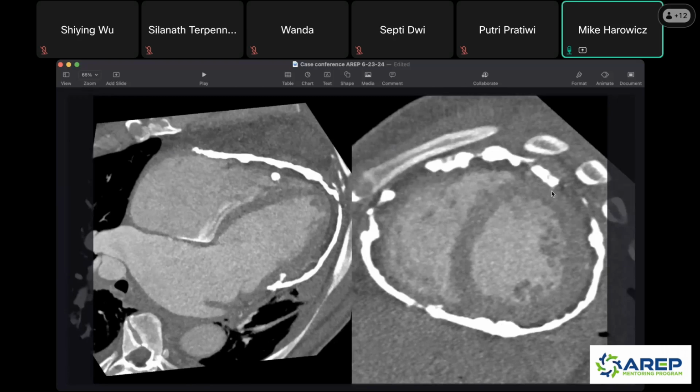So notice that the left ventricle, the thick myocardium goes all the way around. But what is all this stuff around this? Anybody have an idea what that might be? Calcification. Yeah, calcification. And where? What structure is that calcifying? Pericardium. Yeah, pericardium, right? So by definition, when you see calcified pericardium, it is called constrictive pericarditis.